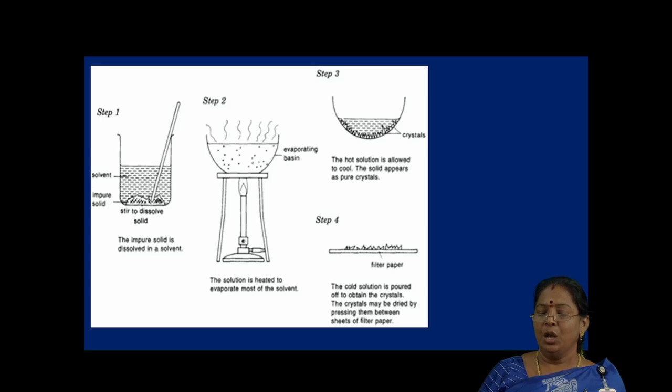In this condition, we should transfer the solution into the beaker with the proper folding of the paper. Then all the crystals are collected in the wet paper, that is the filter paper. The cold solution is poured off and we collect the crystals. The crystals may be dried by pressing them between sheets of filter paper. This is the important technique for crystallization.